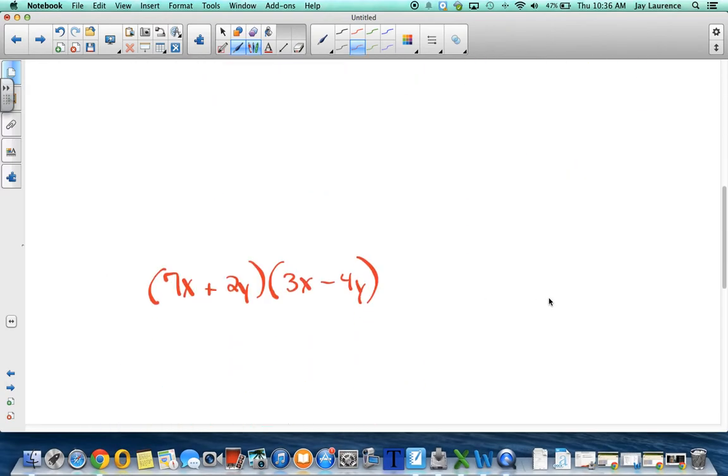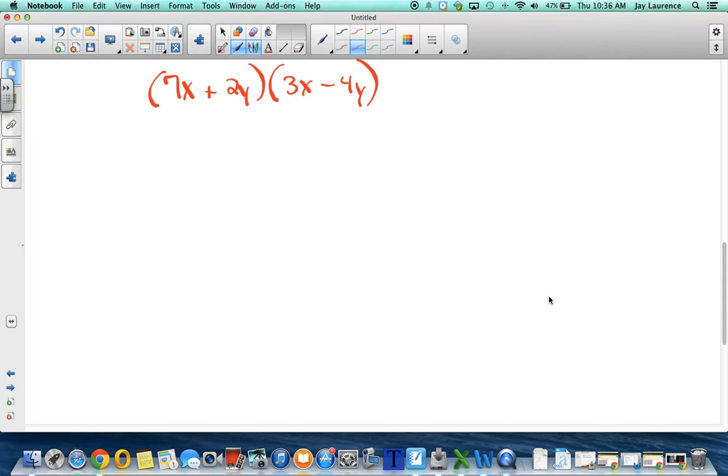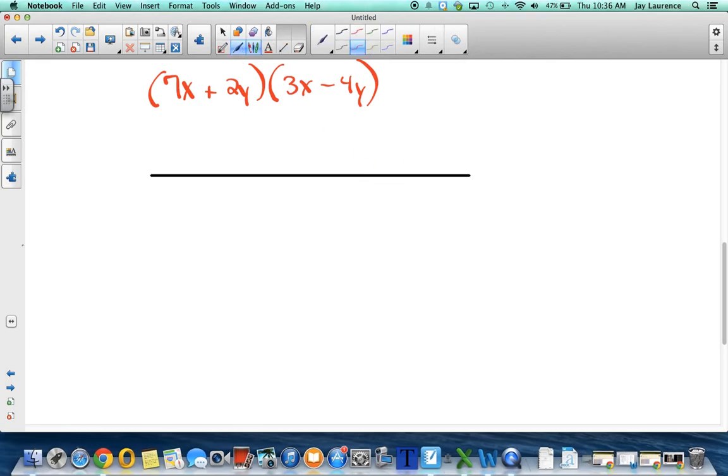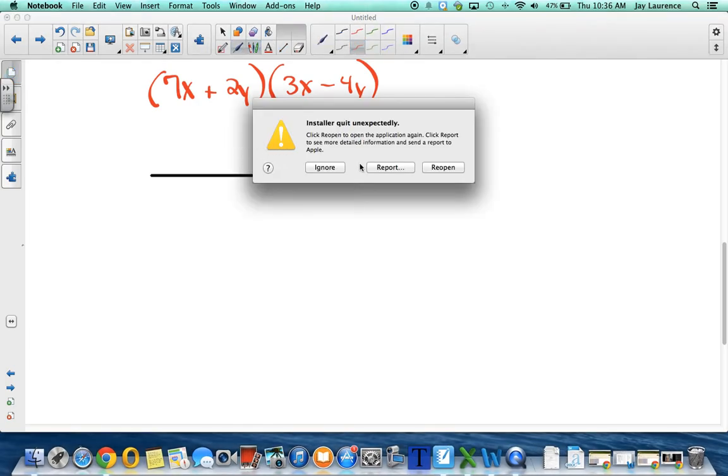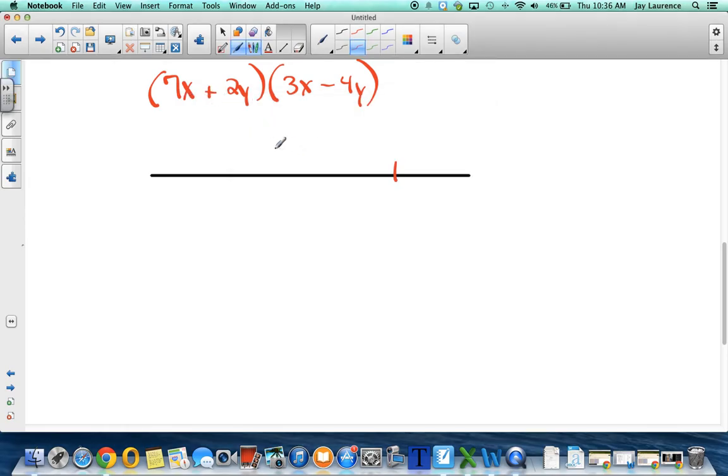All right, so let's do this one really quick and then we will wrap up this video. So I'm going to draw my length. I'm going to call it 7x, and I'll call that 2y. See the 7x and the 2y? All right, and then here, I'm going to put a little mark, and I'm going to call the first part the 3x, and then a negative 4y.